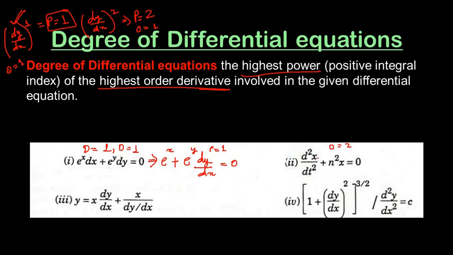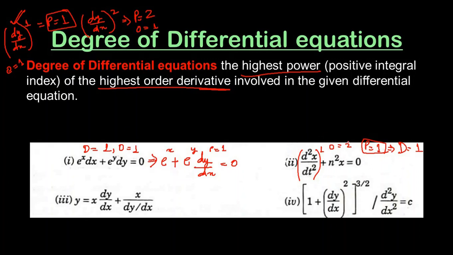But what is the power? The power of this derivative term is still 1, right? So the power is 1. And if the power is 1, the degree of the differential equation will also be 1. So this differential equation is of first degree but second order.